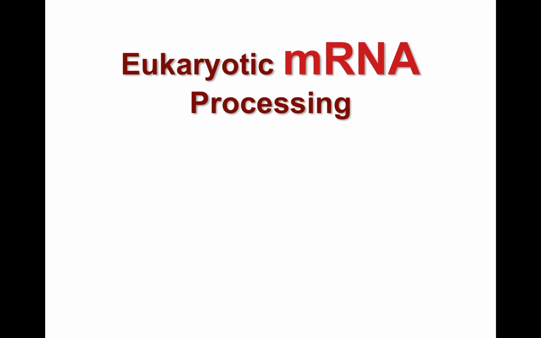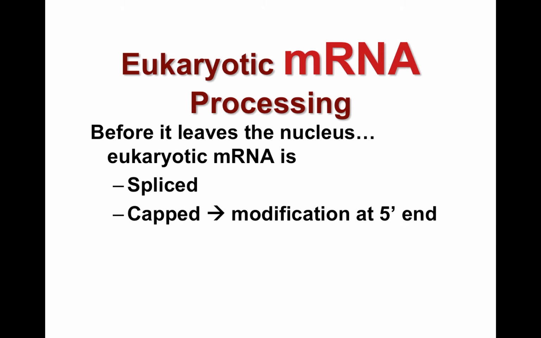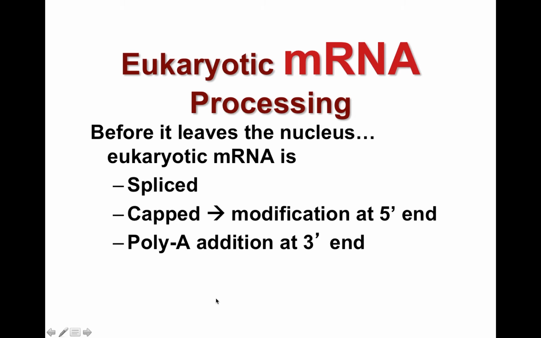Eukaryotic messenger RNA processing is complex. Before it leaves the nucleus, messenger RNA is spliced, introns are removed, it is capped at the 5' end, and a long stretch of adenosine residues are added to the 3'.